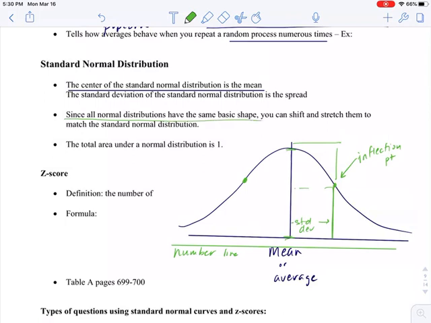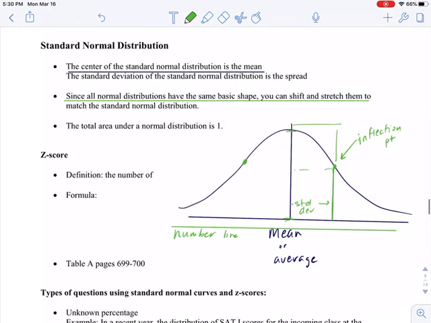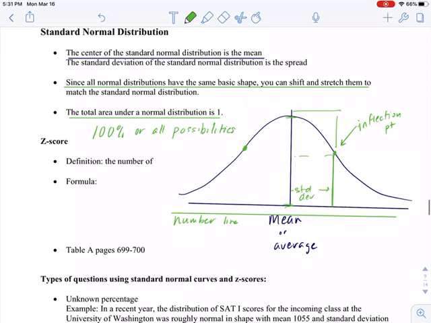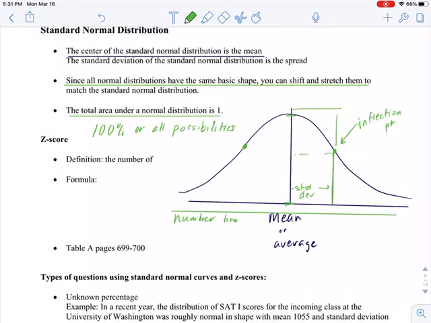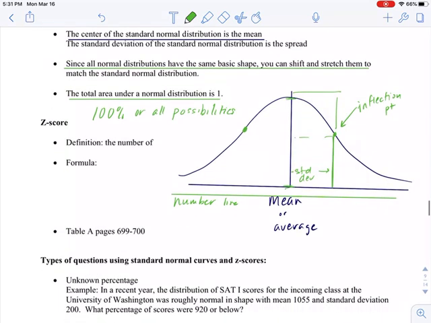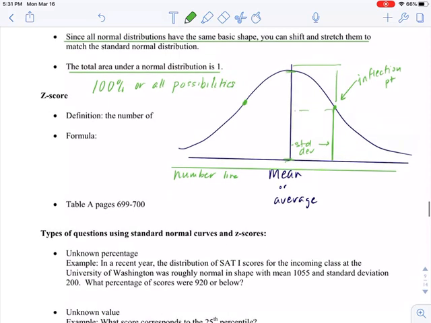Since all normal distributions have the same shape, you can shift and stretch them to match the standard normal distribution, and that's what we're going to practice doing today. And then the other thing we need to recognize is that the total area under this distribution is 1. What that stands for is 100%, or all the possibilities. This represents all the possibilities, and there's a 100% chance that we've captured all of the possibilities.